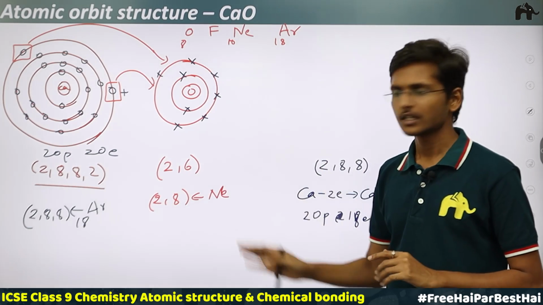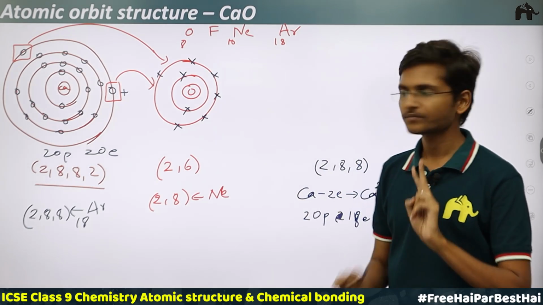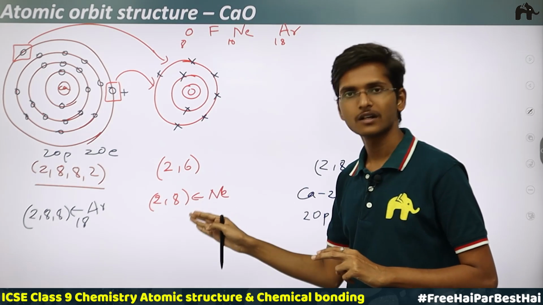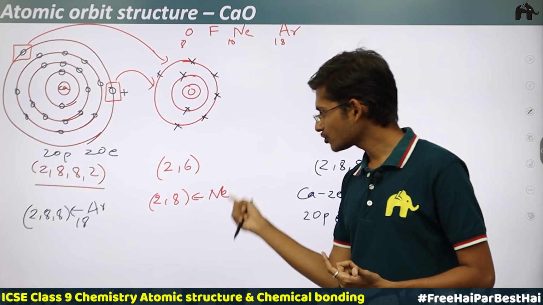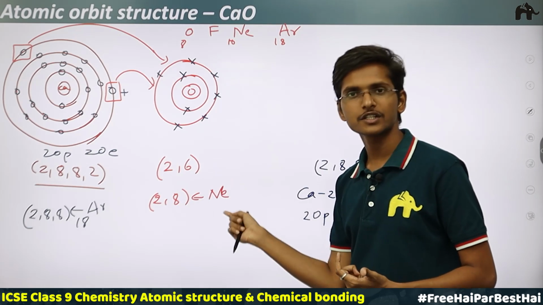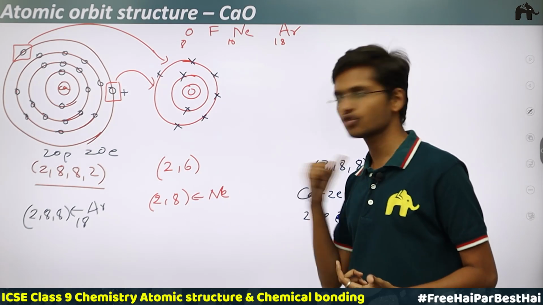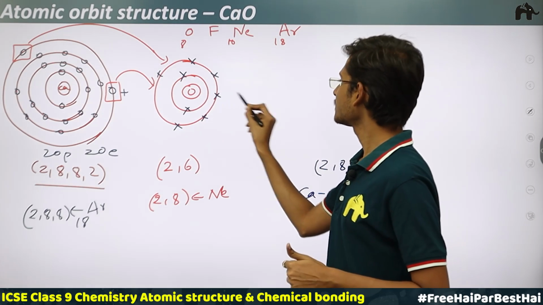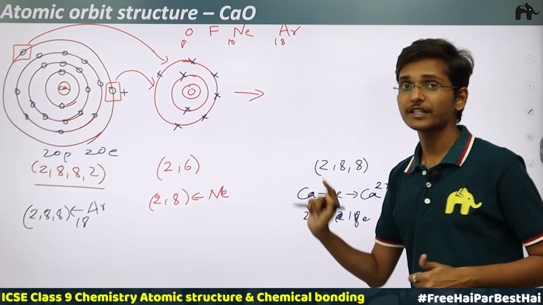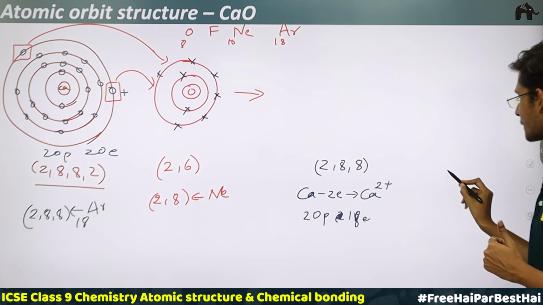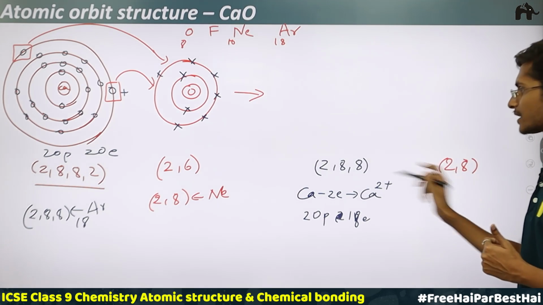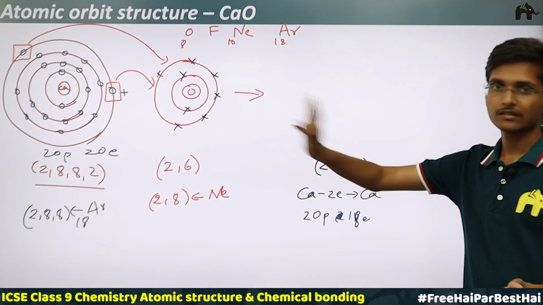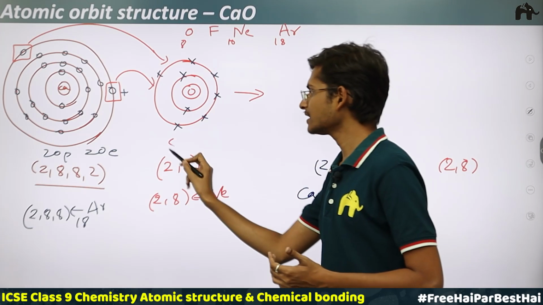So same story. It accepts 2 electrons, makes its outermost shell have 8 electrons, becomes stable, and also indirectly attains the nearest inert gas configuration, or nearest noble gas configuration. Clear? So here 2 electrons are accepted. After accepting 2 electrons, its configuration is 2,8, right? And initially it has 8 protons and 8 electrons.